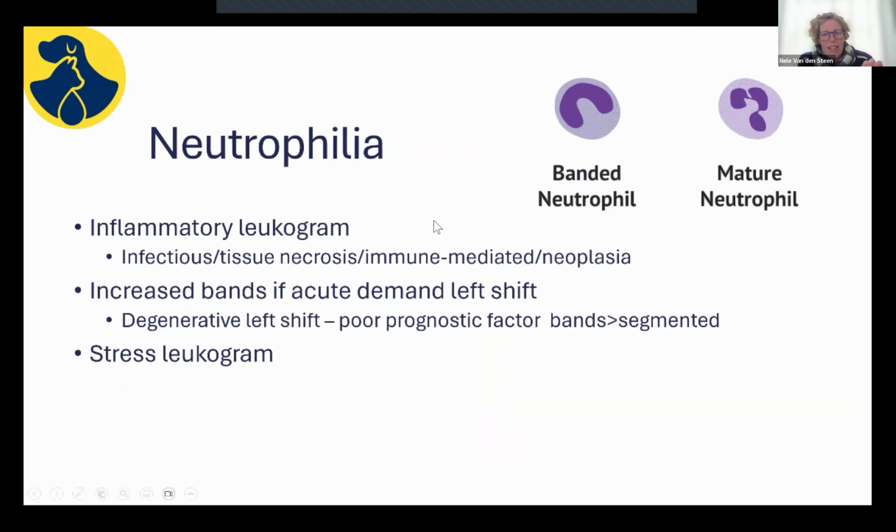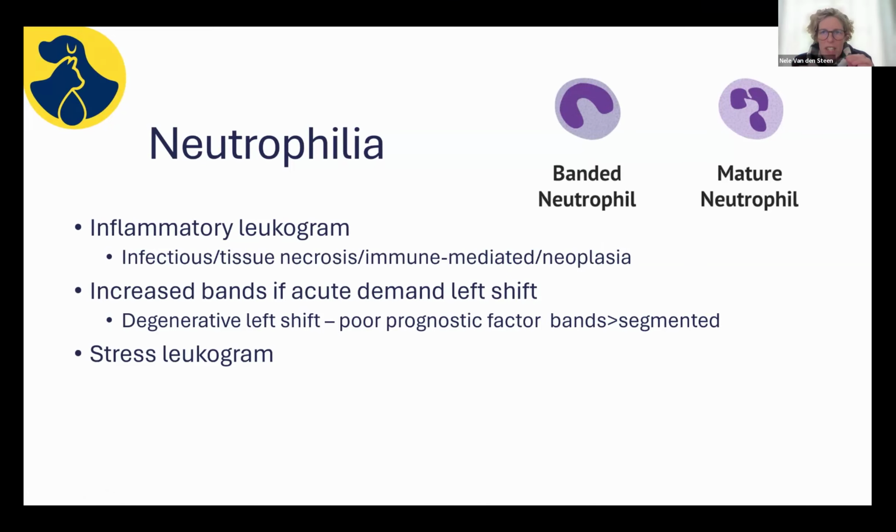So when we look at the neutrophils, as we said, they're the more common white blood cells. They get produced in your bone marrow, and if you get earlier forms being set free because of an increased demand, you will start seeing these band neutrophils. If you see an increased band number in your blood compared to the segmented, you'll be talking about a left shift. And if the number of your band neutrophils takes over the number of the mature neutrophils, you're talking about a degenerative left shift, versus the other one we call a regenerative left shift.